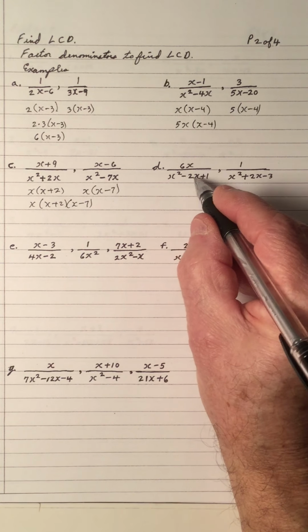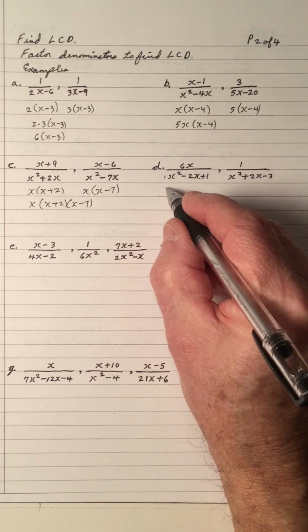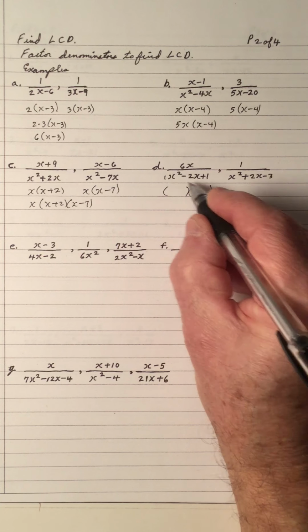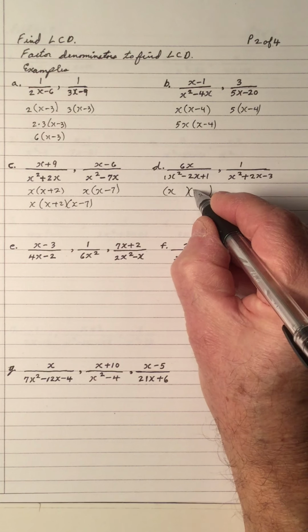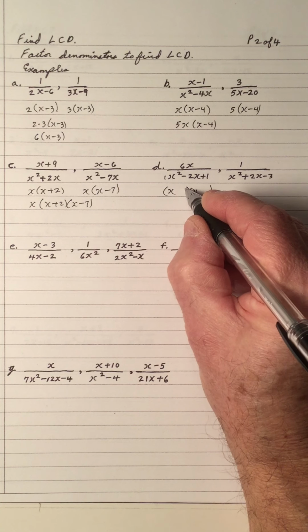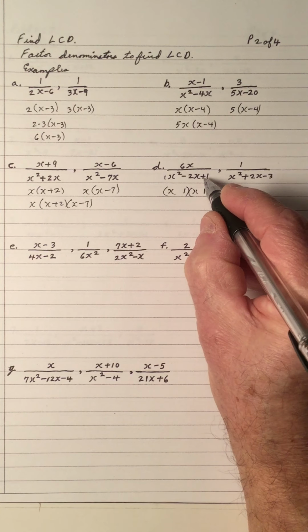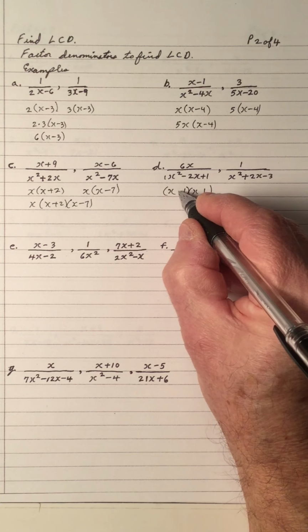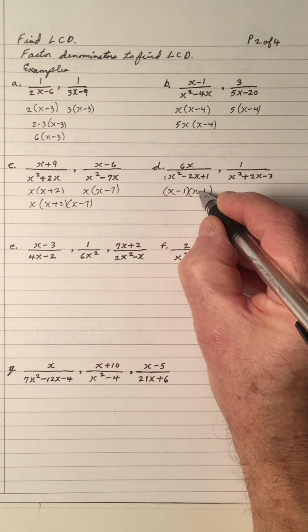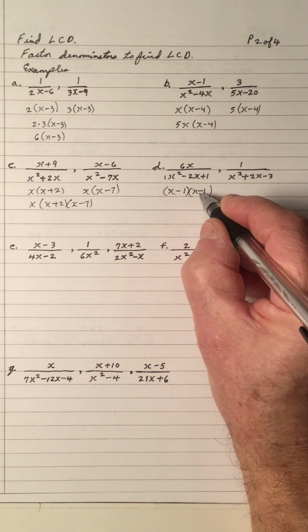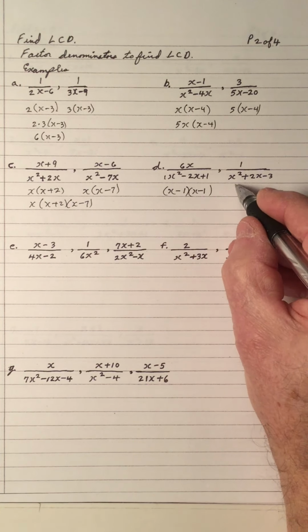D, now we have a trinomial with a 1, so we have to factor. When we have a 1 coefficient, we do double brackets. X squared is x and x. The product is positive 1, so the only factors of 1 are 1 and 1. If the product is positive and the sum is negative 2, that means I have to have two minuses. Multiply negative 1, 1, add negative 2.